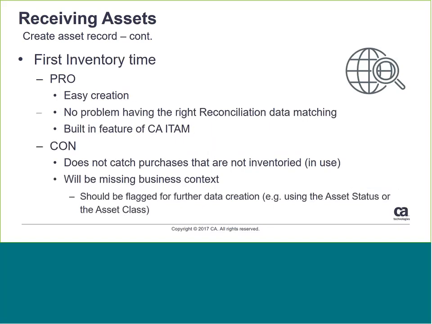The next thing, and this is actually also a very, very popular place to do it, is that we create it when we first inventory the system. This is the easiest way to get the data. The good thing is that you obviously just create it right out of your inventory repository. CA IT as a manager does have capabilities in the reconciliation process to create these assets as well, and there's no problem there. It's super easy. The thing is that you again do not catch the things that were delivered but not put into use.